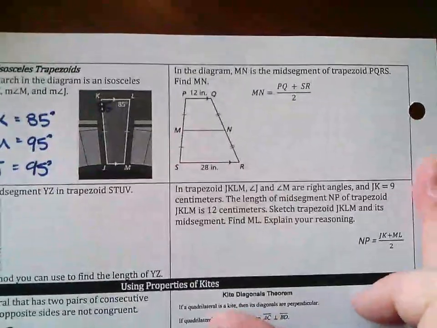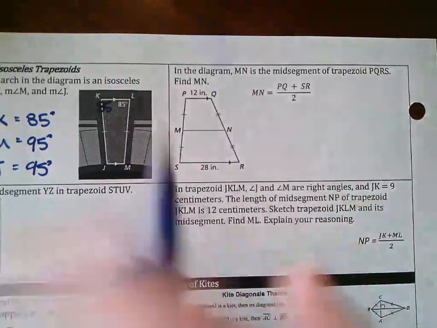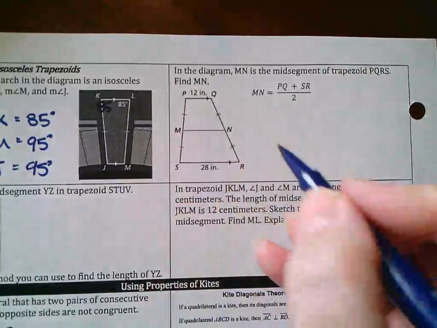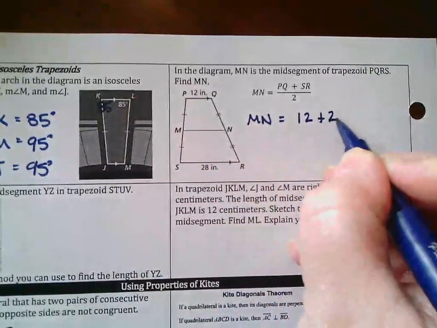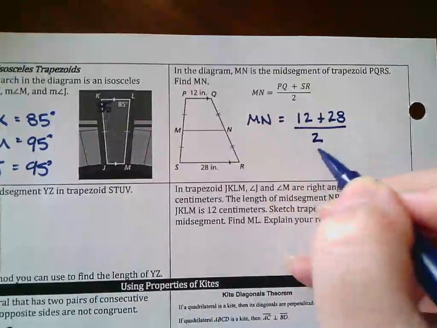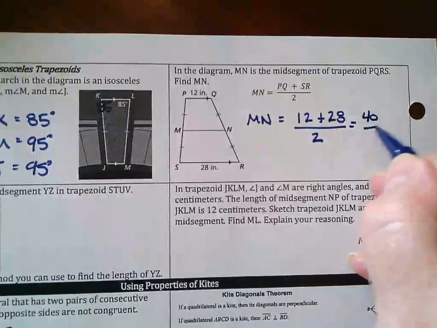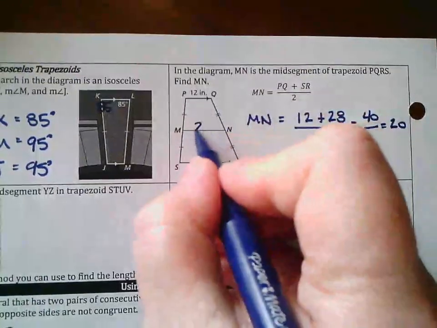Okay. So in the diagram, MN is a midsegment of the trapezoid. So a couple things about this. I can add these together and divide by 2. So MN is equal to 12 plus 28 divided by 2, which is equal to 40 divided by 2, or 20. So I know this is 20.